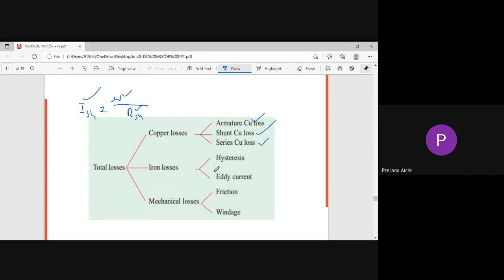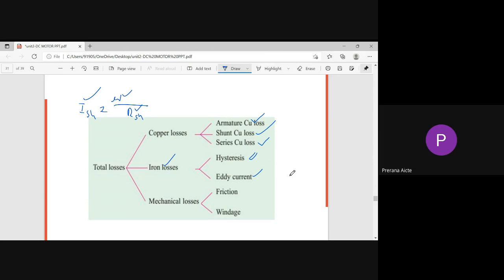This iron loss depends on the supply voltage. When the supply voltage V1 is constant, the flux developed in the DC machine is constant. Therefore, the iron loss is constant. This iron loss is categorized into eddy current losses and hysteresis losses.